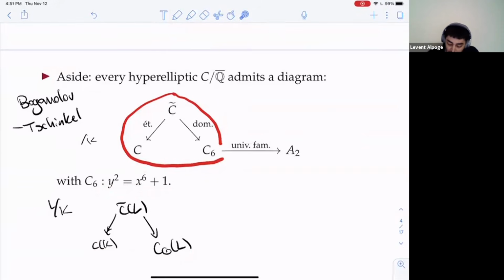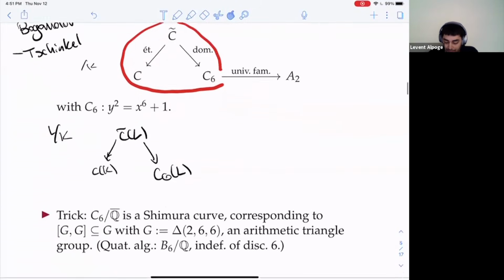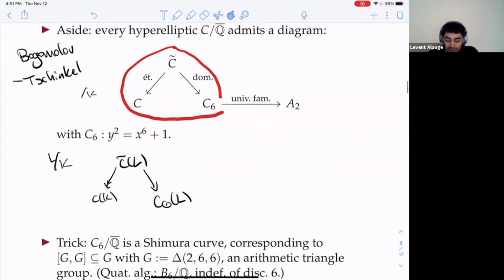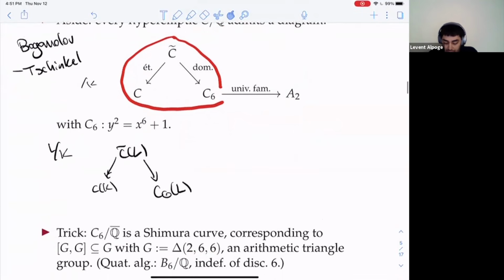But this curve now admits a better family than Kodaira's. That's the point I want to make. This is just an aside, and I don't think this was observed, but this curve is a Shimura curve with level structure. It corresponds to, you take the 2-6-6 triangle group, which is arithmetic, and you take its commutator subgroup, which is index 12. And so this curve is kind of like the upper half plane mod the commutator subgroup. It corresponds to that group.